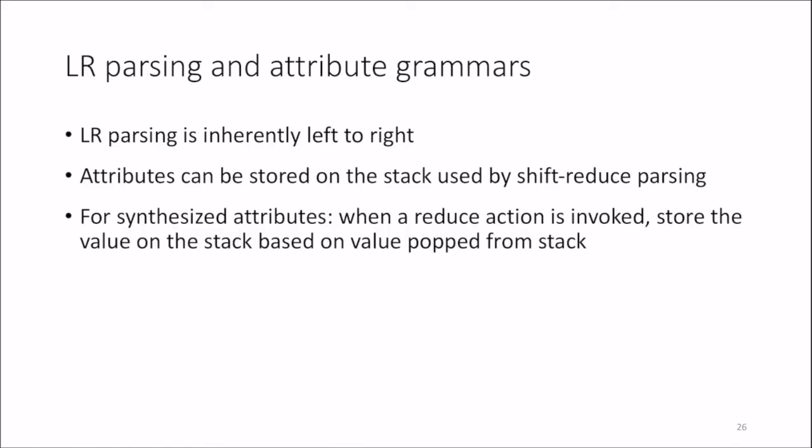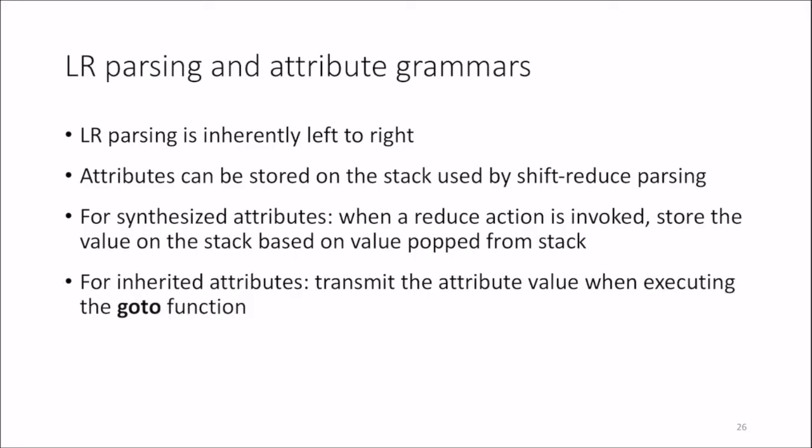For synthesized attributes, it's fairly simple. Whenever a reduce action is invoked, we store the value on the stack based on the value popped from the stack. For inherited attributes, we transmit the attribute value when executing the goto function, because when you execute the goto function, essentially you're saying, I'm going to pop some symbols and then push the new state, which corresponds to the left-hand side, onto the stack. And so when we do that, it can be used to pass information down the parse tree, essentially.